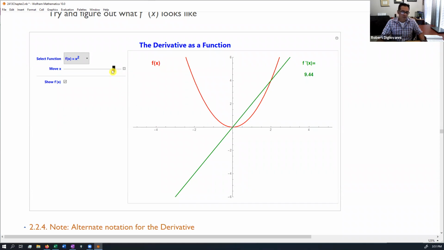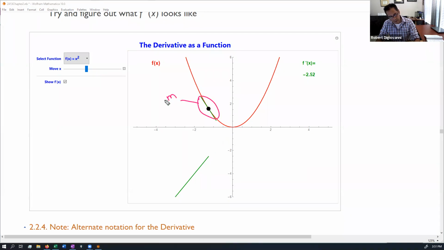The thing that students have, I think, the most trouble with is making the connection that the slope of that is the y value of this. So the slope of this line, tangent line, is equal to the y value of the derivative, the output of the derivative function.